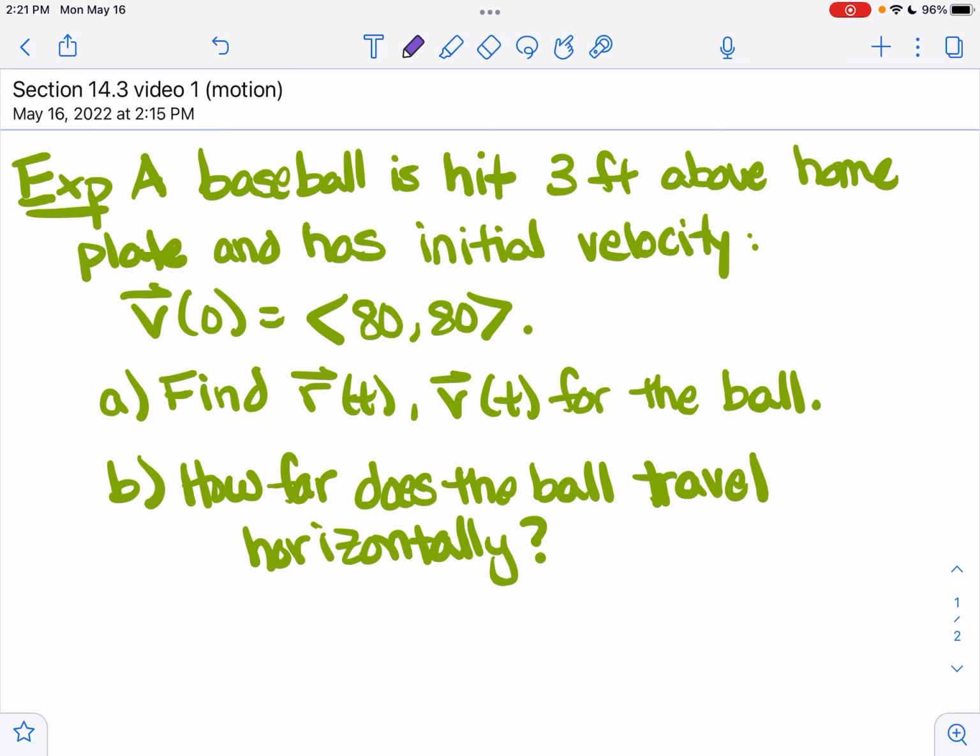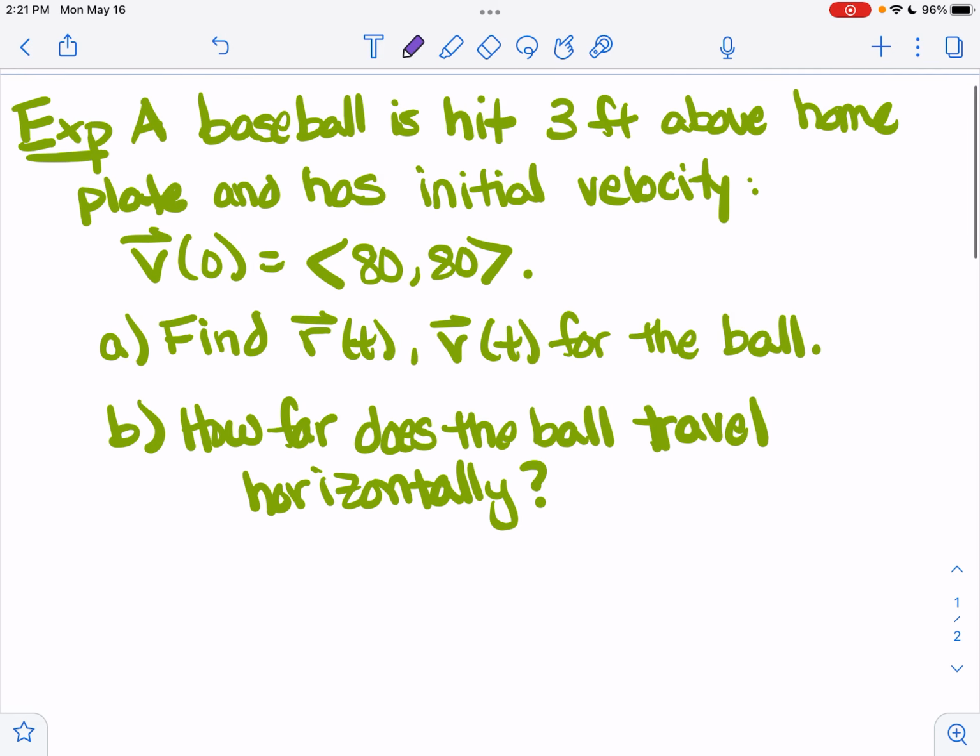Summer is baseball season, so we have a baseball question, and we want to find the position and velocity for the ball, and we want to find how far the ball travels horizontally. We'll do the next parts, C and D, in a separate video.